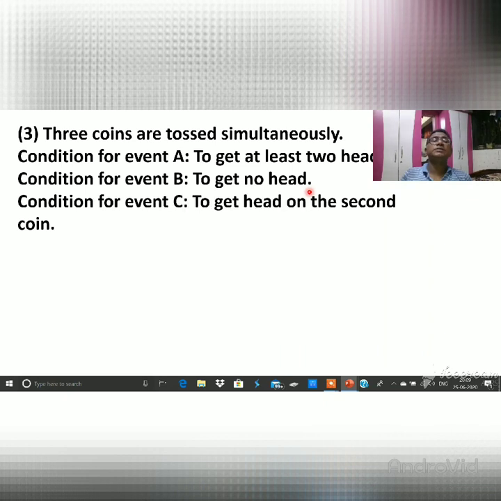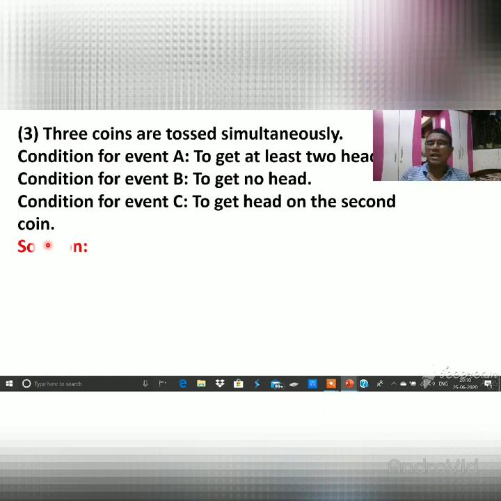Then C event, to get head on the second coin. So they want head at number 2, second place. Second coin means, how can you identify this second coin? Second coin means that head is at the second place. Suppose this is the 3 coins event. This is first place, second place and third place: first coin, second coin and third coin. So here the second place has head.